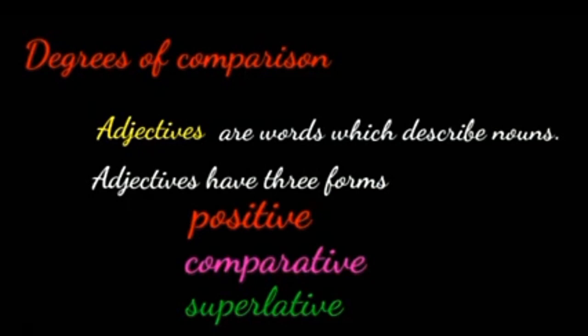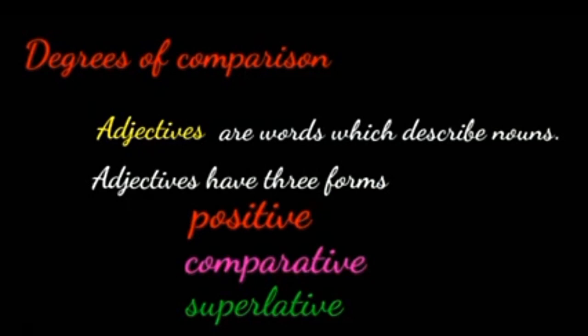The positive form is used to describe a person or thing. For example, my sister is tall. Here, tall is a positive degree.